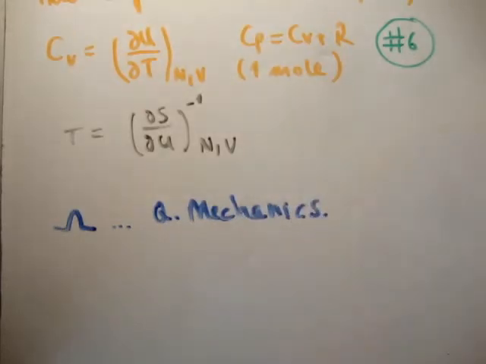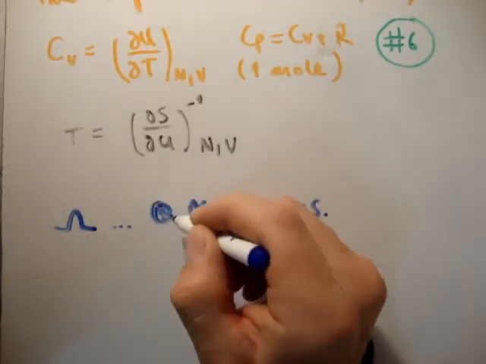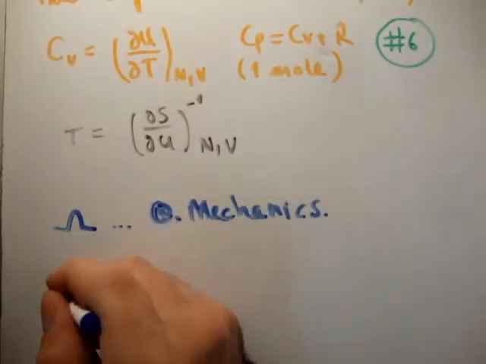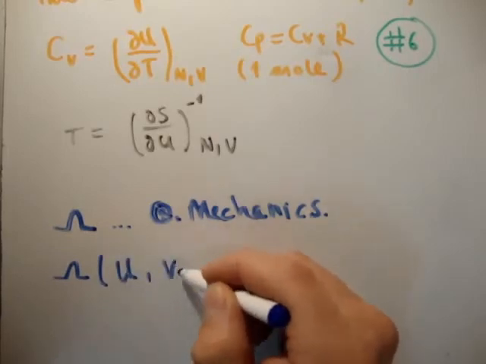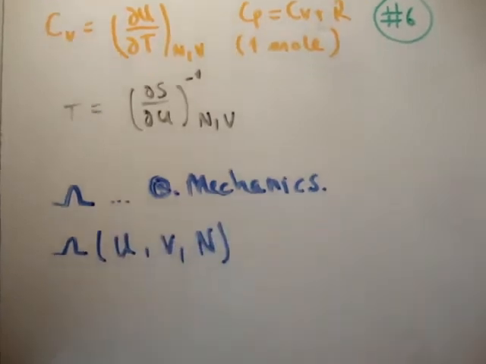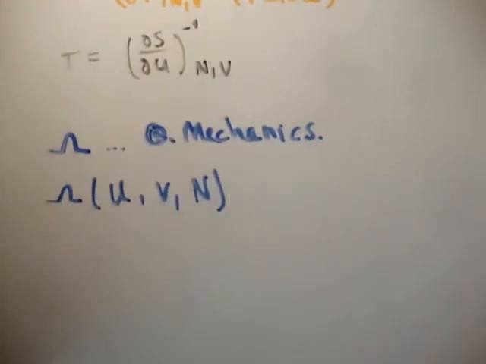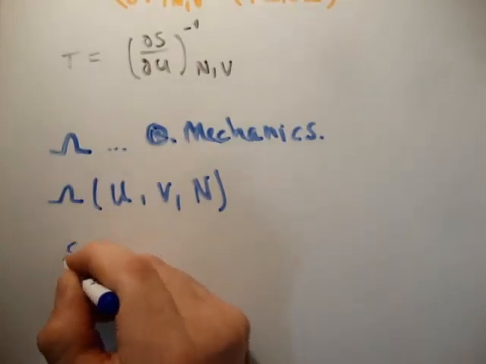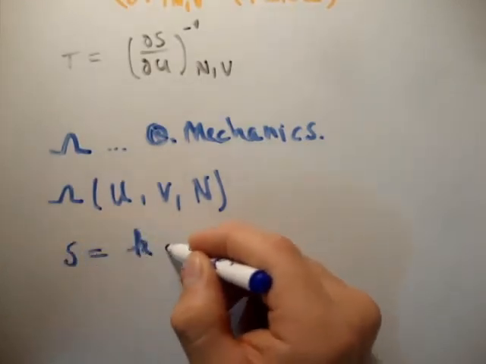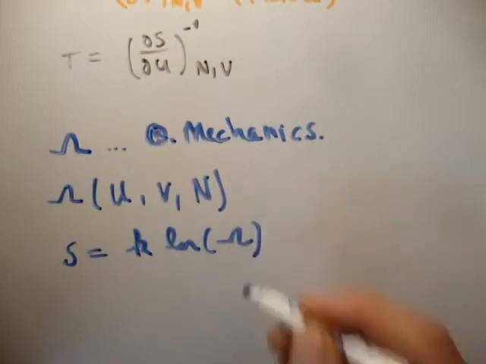Because all systems are quantum. So we use some sort of quantum mechanics to get the multiplicity function. We usually like to get the multiplicity function in terms of the energy, the volume, and the number of particles. So we get it in that particular form. Alright, well, what was the next step? Well, what does multiplicity give you? Well, we don't like dealing with multiplicity. We like to deal with entropy, which is k times the natural logarithm of multiplicity.